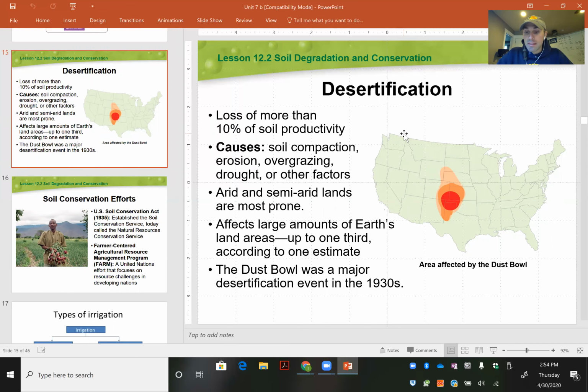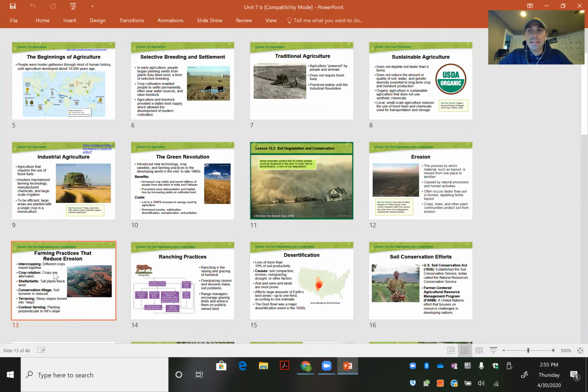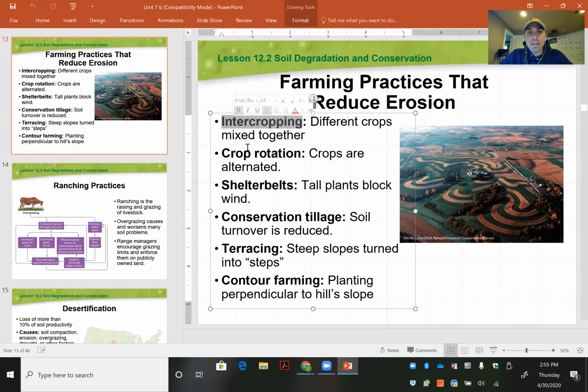All right, number 6. So there are 6 farming practices that we use to reduce soil erosion. So let's go through and take a look at those 6. They are all conveniently located on one slide, so this is very nice. So the 6 are intercropping, crop rotation, shelter belts, conservation tillage, terracing, and contour farming. So what exactly are those?